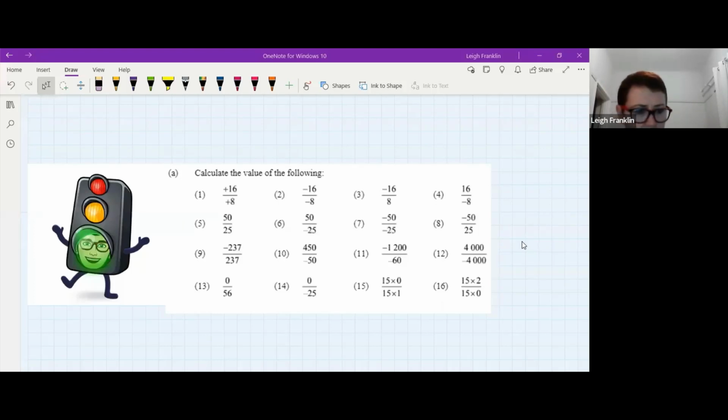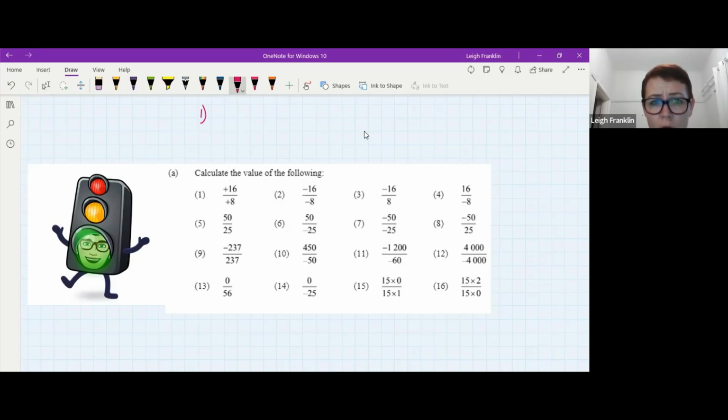Okay, so I see there are some hands up. Are the hands up because you finished, or because you want to ask a question? Devin? Ma'am, I don't know how to do this. Okay, so you're either dividing a positive with another positive or a negative with another negative. So you first have to consider the sign, and then you're going to divide the numbers.